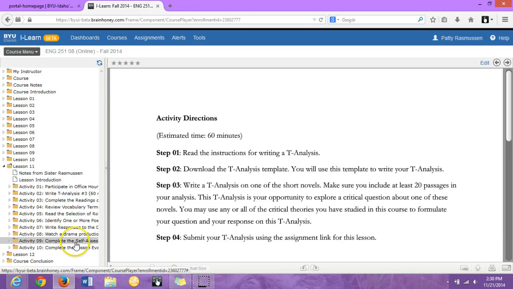Then of course you've got your self-assessment and your lesson evaluation. So most of the information this week is similar to what you've done in the past. Just again, remember that T-analysis number 3 has 20 passages. Work with your poetry, complete the discussion board, watch the drama production, and then finish up with your surveys at the end.